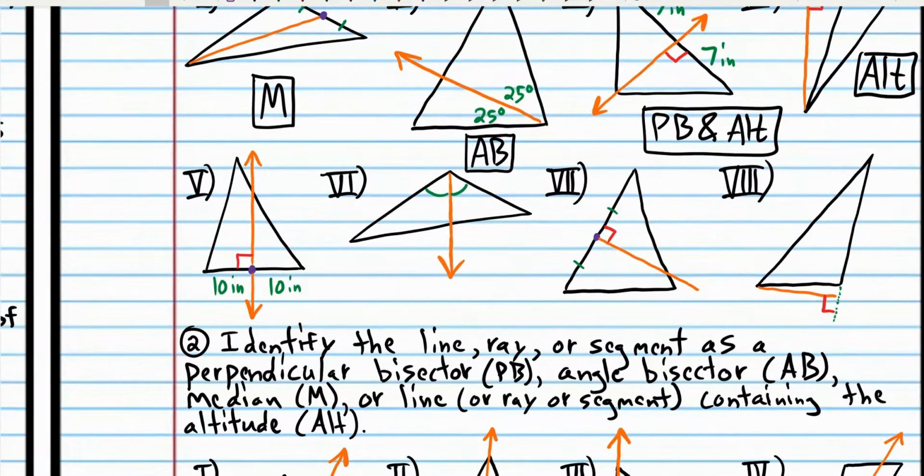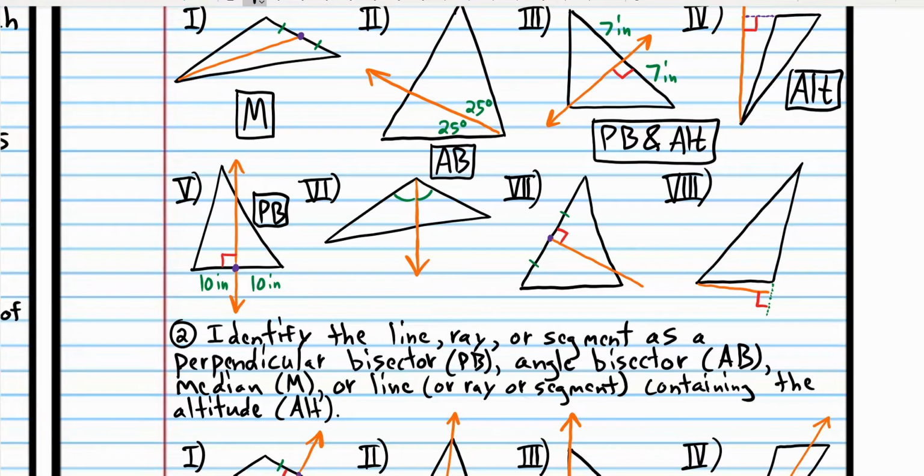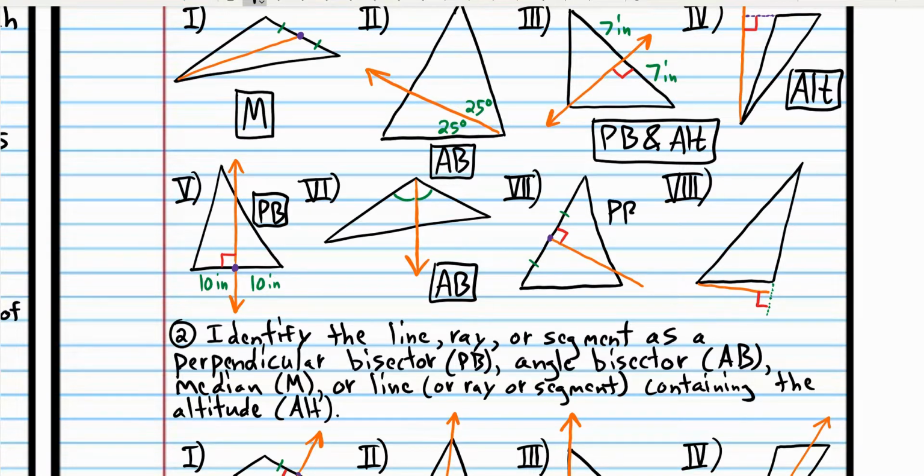Number 5, that is a perpendicular bisector. And we have an angle bisector, because it cuts this angle in half. And we have a perpendicular bisector again. And that is not an altitude because it doesn't hit this vertex here. And then we have an altitude here. That's an actual altitude. It doesn't just contain the altitude. It is the actual altitude, because it starts at the vertex and stops at the line extended from the base.